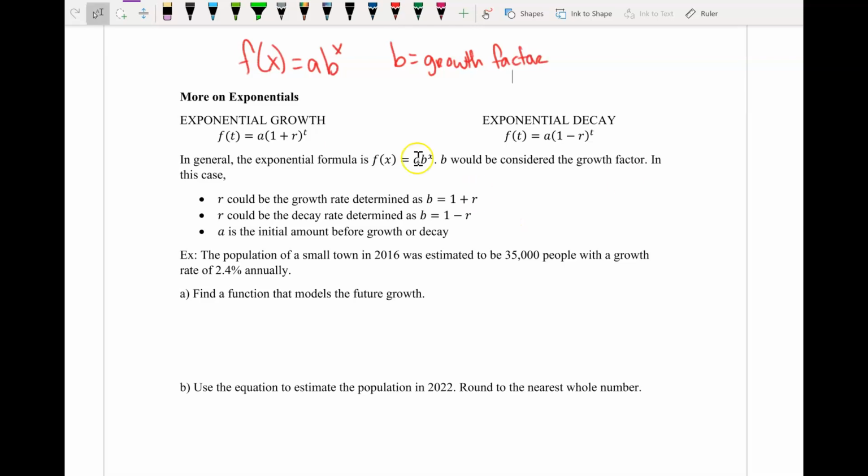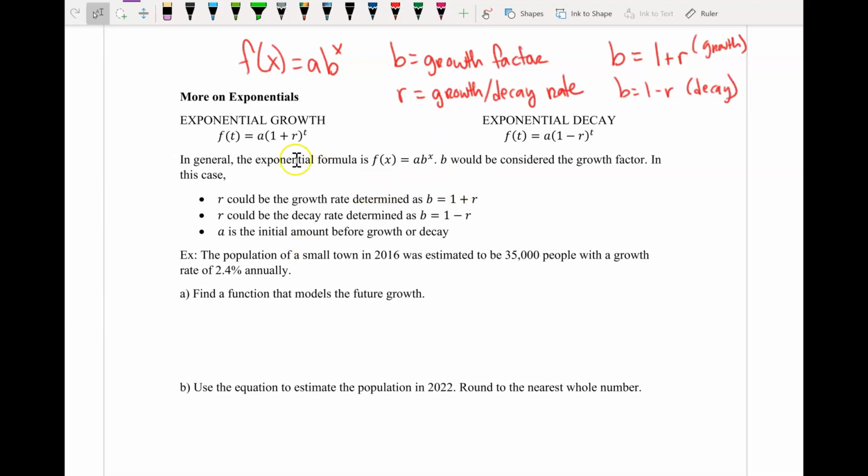But sometimes you can get the growth rate, which is the rate at which something is growing, which is very different than the growth factor. Okay, so r here is what we call the growth rate, and it can also be the decay rate. So what we can do is rewrite this b as 1 plus r if it's growth, or as 1 minus r if it's decay. If something is decaying, that's what it would look like.